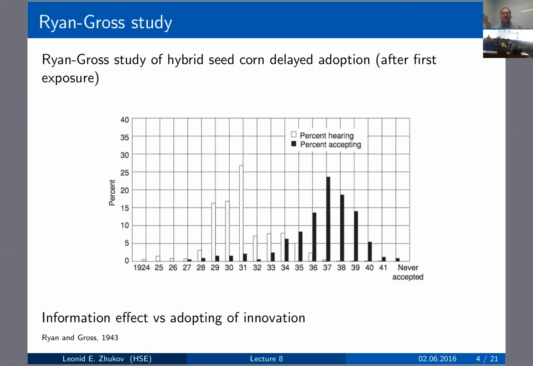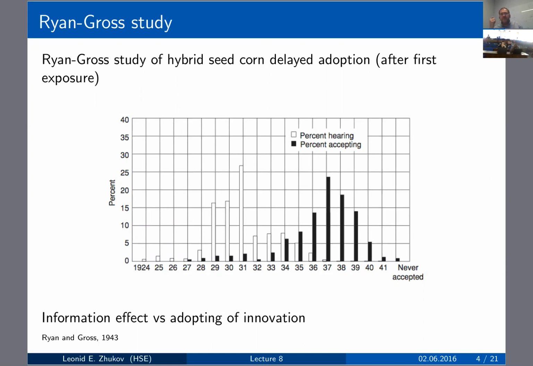This notion of diffusion of innovation actually goes back many years, and one of the famous studies on this separation of information propagation and decision making goes back to a 1940s longitudinal study done by Ryan and Gross in the States. The study was about adoption by farmers of a hybrid seed corn.